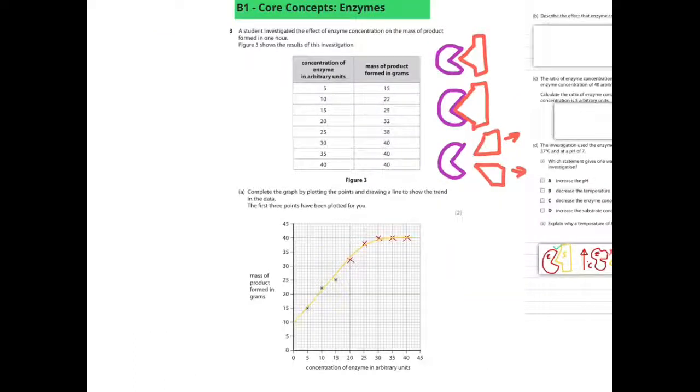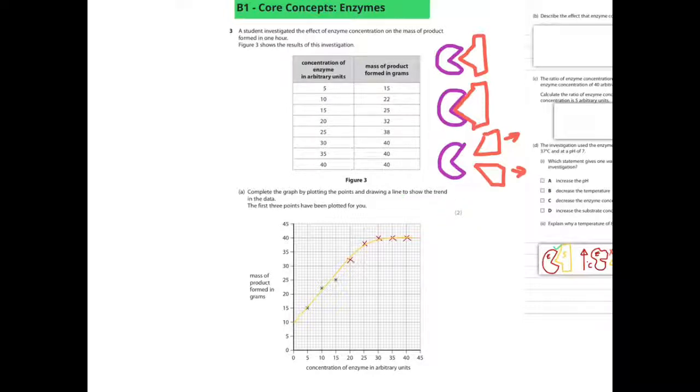So the first question says, complete the graph by plotting the points and drawing a line to show the trend, the pattern in the data. The first 3 points have been plotted for you, so you can see 5, 10 and 15 are there. Now the common mistake here is firstly students do the plots but they forget to draw the line, so they miss out on that second mark.